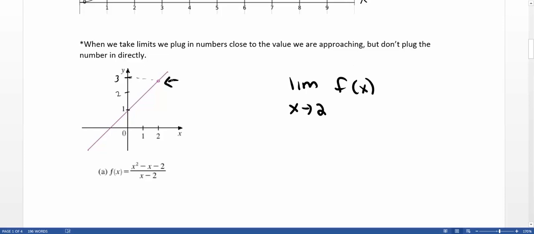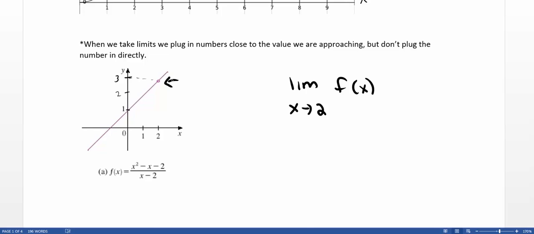We have this hole because this function doesn't exist at 2. If we tried to plug in 2 into our function, we would see that we'd have 0 in the denominator, and we never, ever, ever want to divide by 0. So we have to be careful about what we do with this function. However, limits are powerful in that we can get really, really close to 2 without actually plugging in 2.